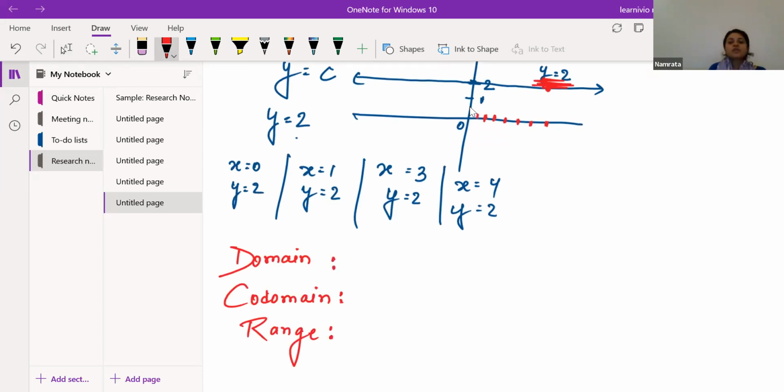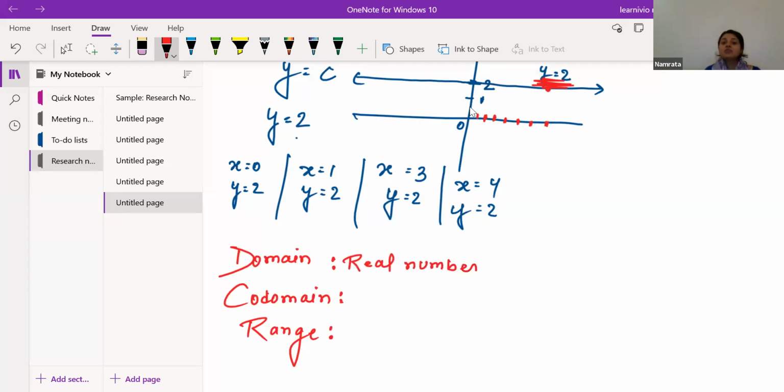Anyone, can you tell me what will be the domain? Izan, what will be the domain? 0, 1, 3, 4. Yeah, that means any real number, right? We can take the x value as any number. If you want to use any number, that's a real number. So we can take the domain as any real number.